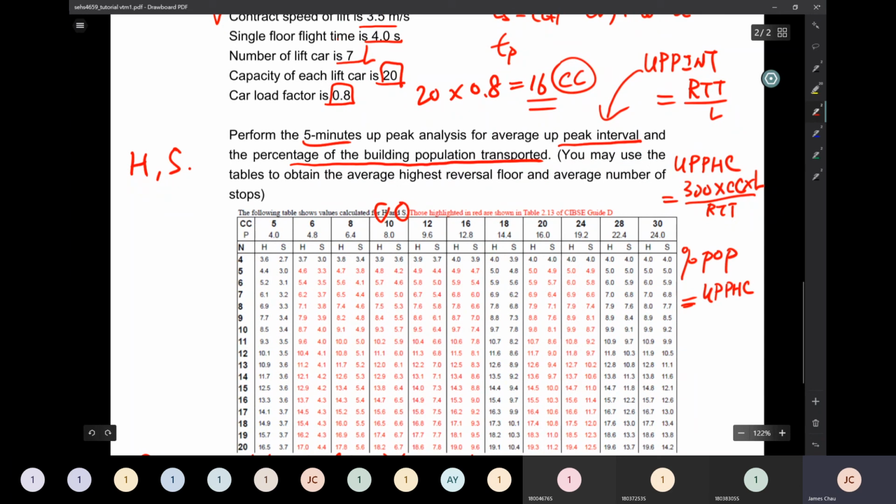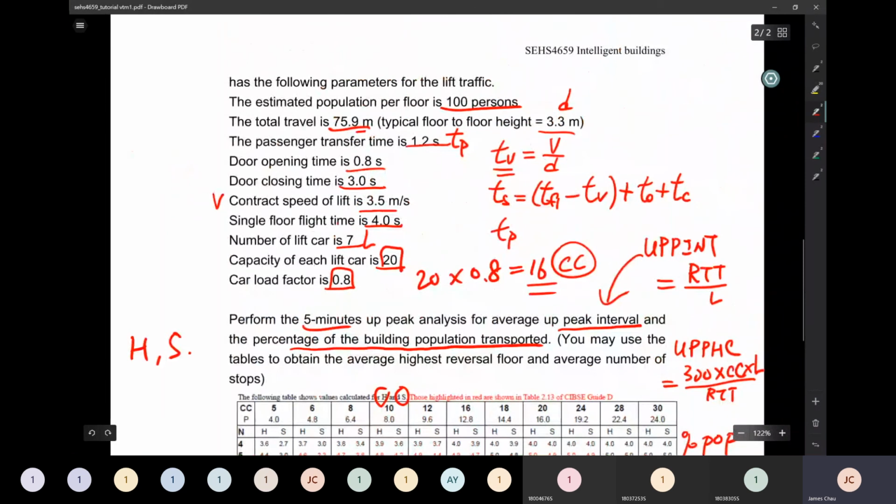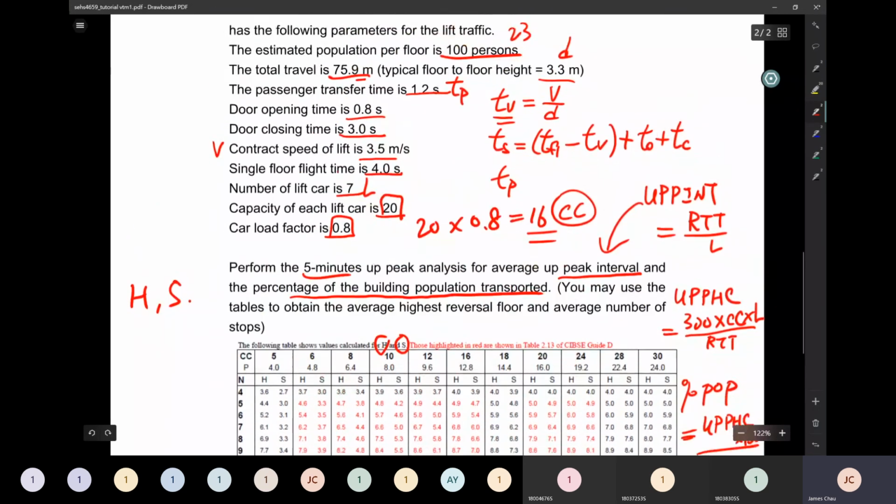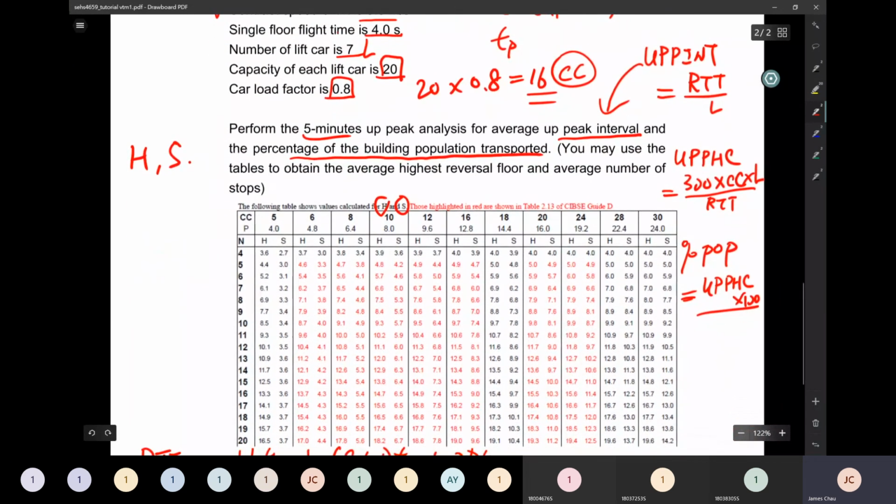Then after you calculate UPPHC, you can find the percent population by using the formula UPPHC times 100 over the total population. Now the total population, because we have 23 floors and each floor has 100 persons, therefore you have 23 times 100 here. Then you can have the percent population.